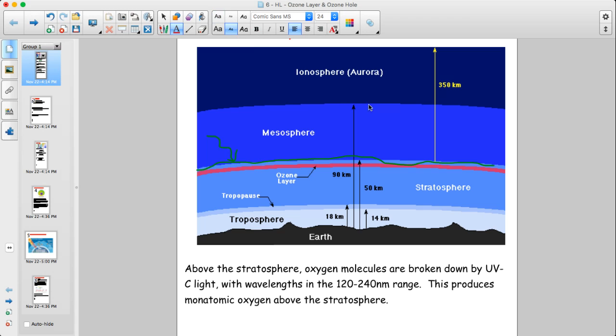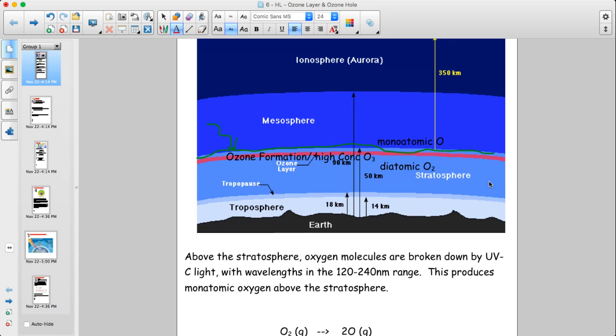We add in a little writing. So up here, you've got monatomic oxygen being formed, and below it, down here, you've got diatomic O2 in higher concentrations. And so right where those two things meet, at the red, is where you're going to end up with ozone formation and high concentration, and that's O3. So that's how it gets formed.